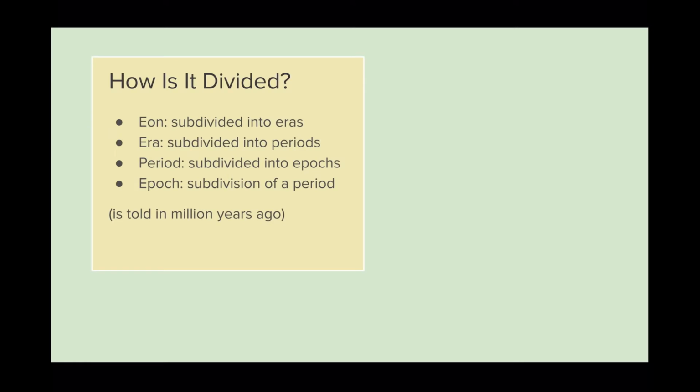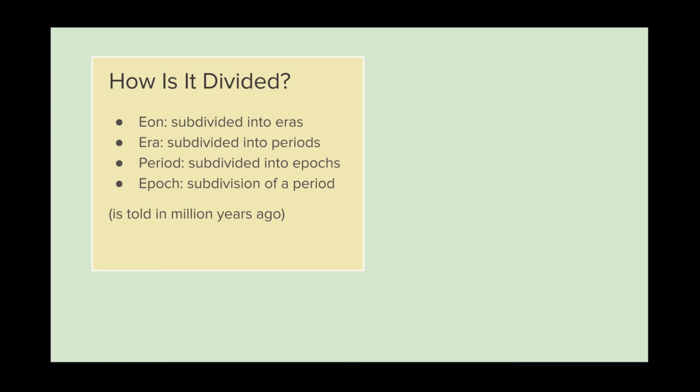Now, how is it divided? It is divided into eons, eras, periods, and epochs. Eons are subdivided into eras, eras are subdivided into periods, and periods are subdivided into epochs. This is told in millions of years ago, meaning we would say that the Paleozoic era was 540 to 245 million years ago, or the Jurassic period was 200 to 140 million years ago.